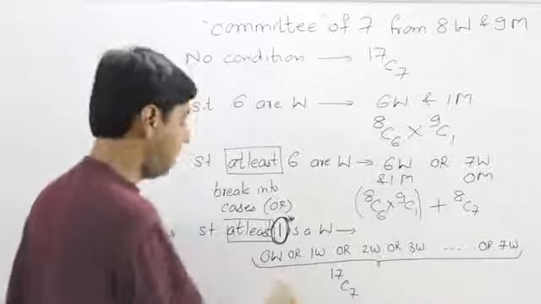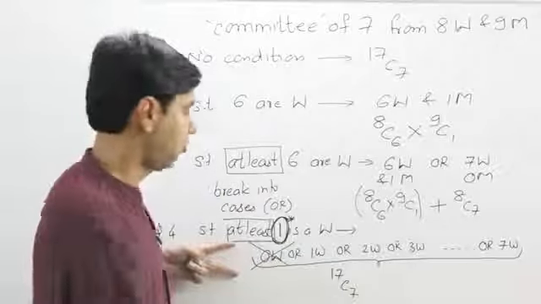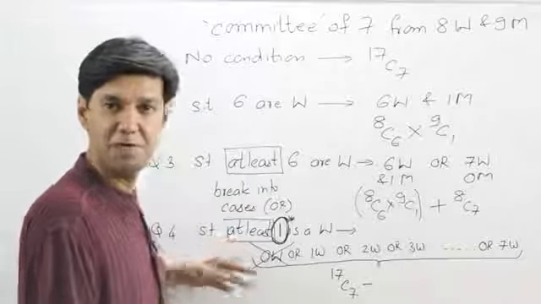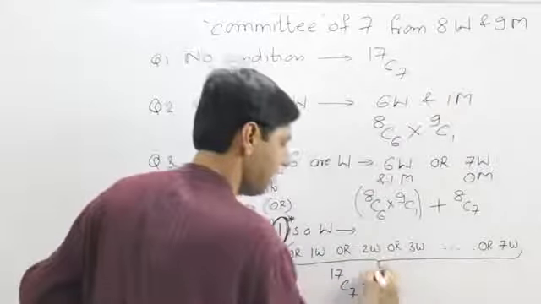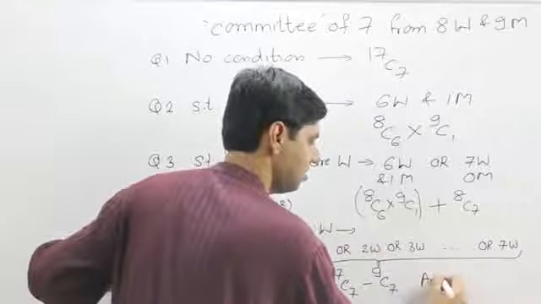However, what we do not want is a 0 women committee. So from this, just subtract all a 0 women committee. And 0 women means all of them are men, all the 7. From how many are we selecting? From 9. So that will be 9C7. And this would be my answer to this question.